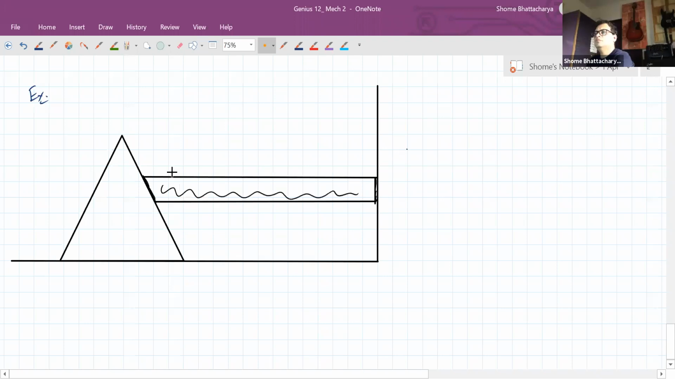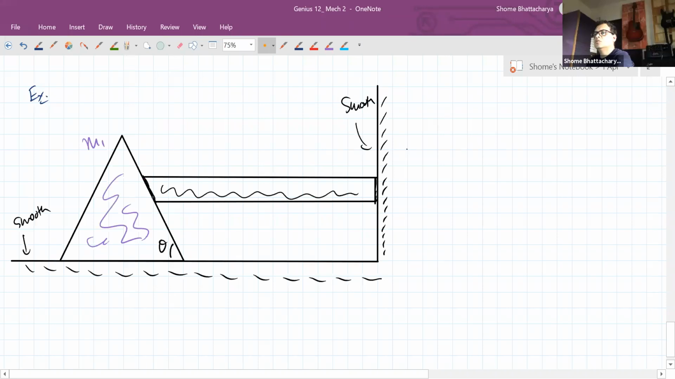So this wedge is of mass m1 and this rod, with the side of the rod cut like this to fit this angle theta exactly, is of mass m2. Given that theta is equal to 30 degrees and m1 is equal to 2 times m2, we have to find their accelerations when released from rest.